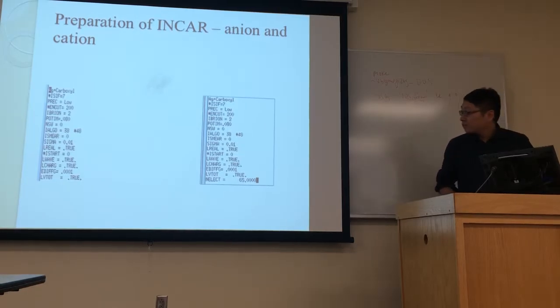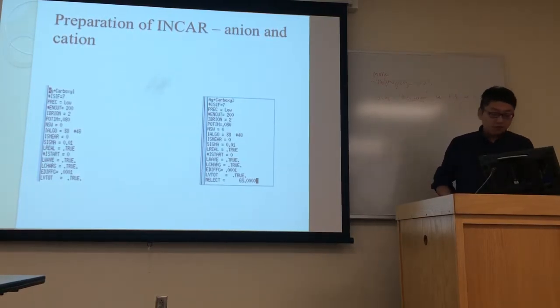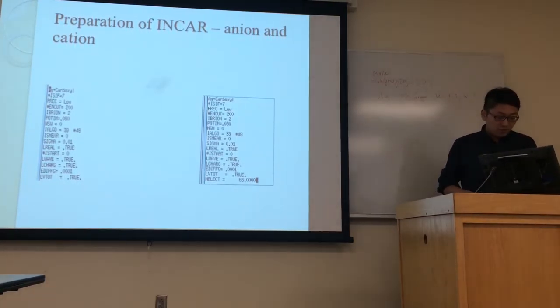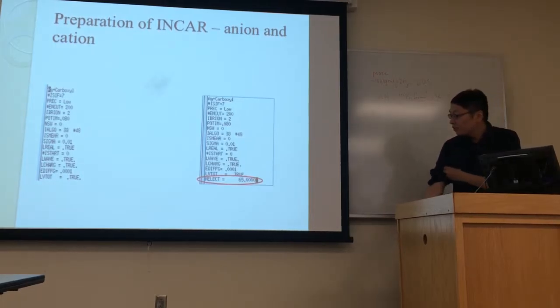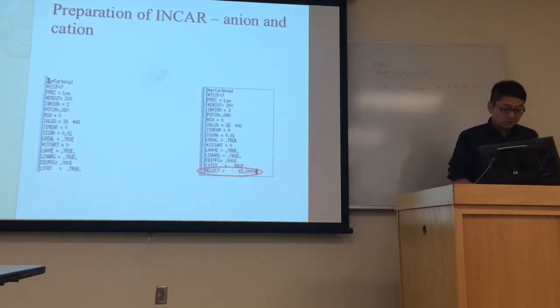And this is a screenshot of an INCAR file. You can see the difference between these two is the total. We add one more line of code, the total number of electrons.